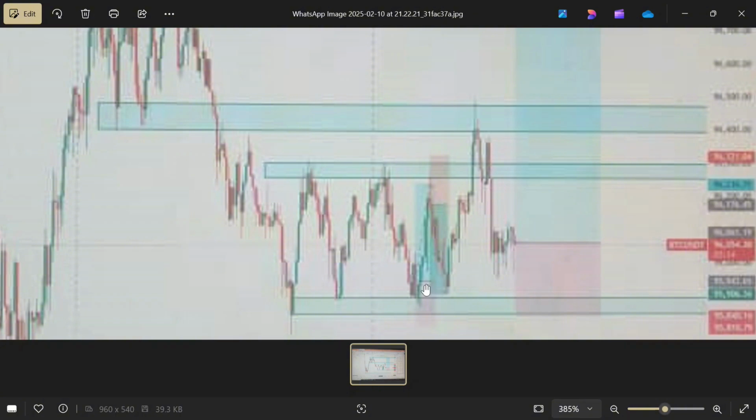Same thing for the second one. The second one was even worse because this is a 1 to 1.5 risk reward ratio. Why this one makes more sense, and why I was able to make profit, was because clearly this is a ranging market.